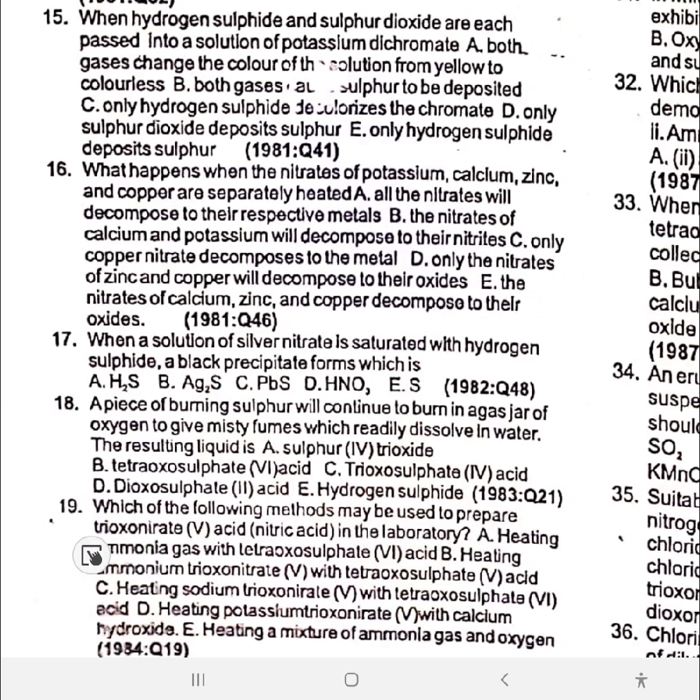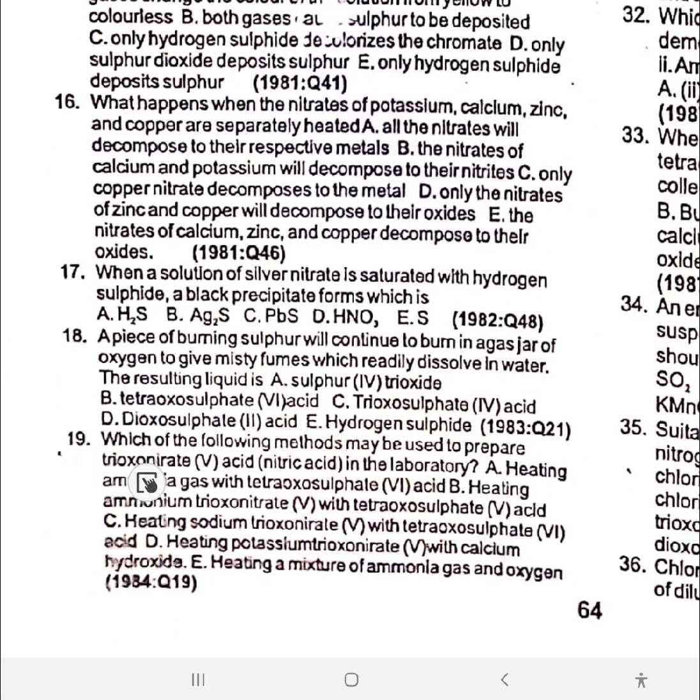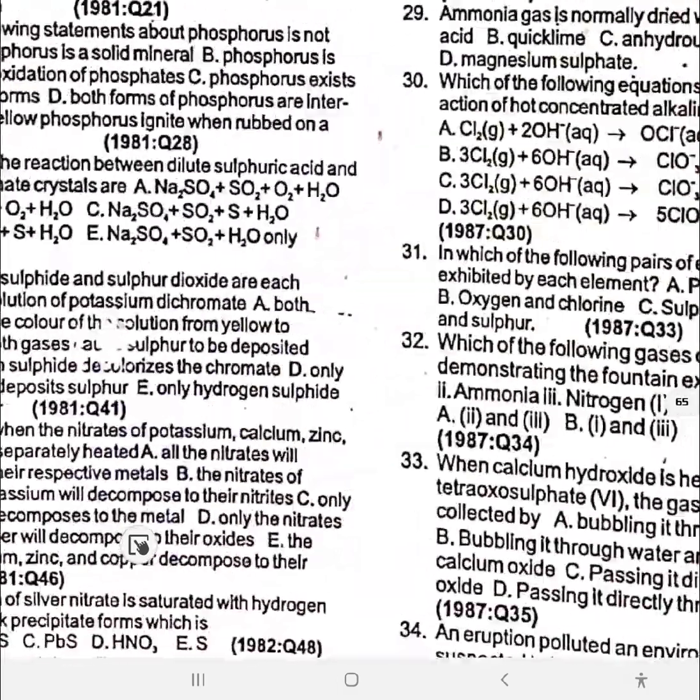Don't forget. 19. Which of the following methods may be used to prepare trioxonitrate(V) acid, nitric acid, in the lab? So you need to know how you prepare nitric acid in the lab. The principle of using a strong acid, H2SO4, to displace a weak or volatile acid from its salt is used. So you heat sodium trioxonitrate(V), the salt of nitric acid, with tetraoxosulfate(VI) acid. Sodium trioxonitrate(V) is the salt of a weaker acid compared to H2SO4, which is a stronger acid. So you use the principle of using a stronger acid to displace the acid from its salt. So 19 is option C.